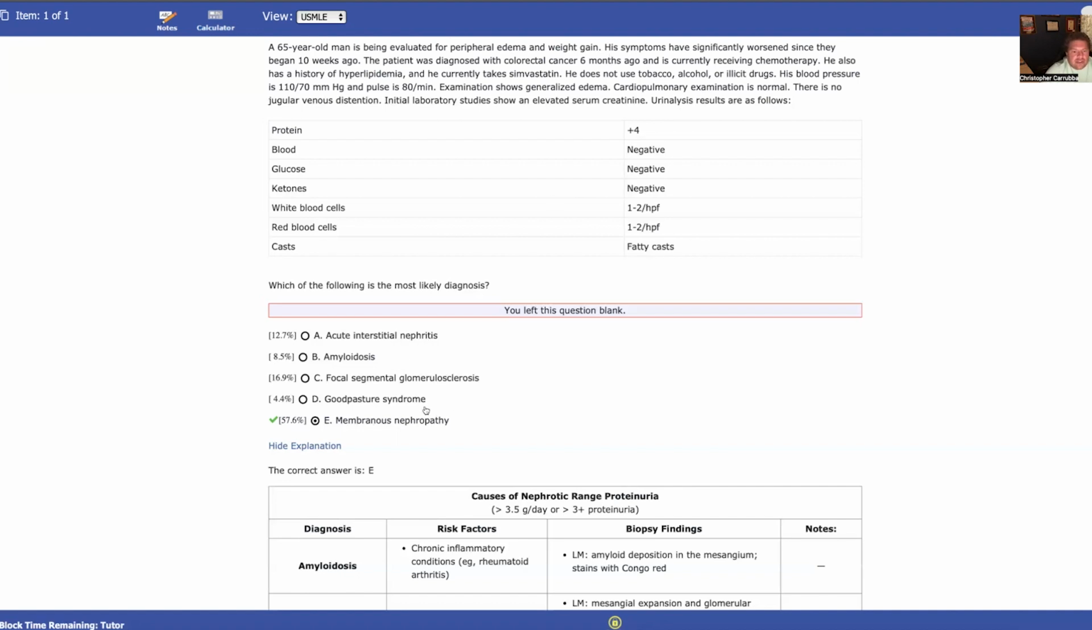And then the other answers, we want to focus on maybe the difference in their presentations. We talked about how AIN is usually more of a drug reaction, but would only give me more mild proteinuria, could give me white blood cell casts. With Goodpasture syndrome, that's more of a nephritic disease. So we'll see hypertension, hematuria, red blood cell casts worked in there.